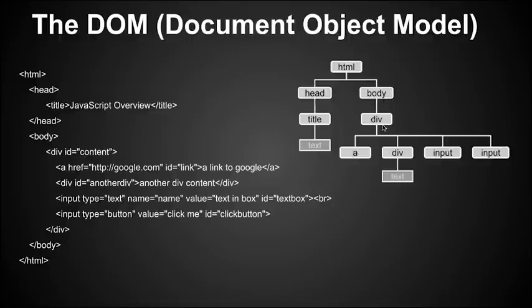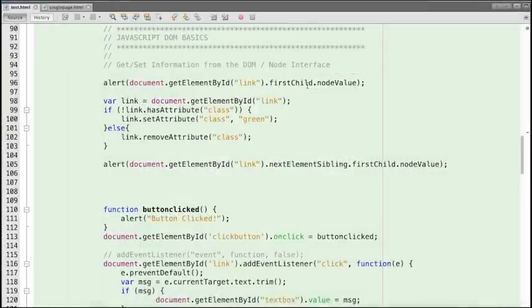Similarly, the body has a div content, and the div has these children, an a tag, a div tag, an input, and another input. And the content of the div would be referred to as the text of the div. And we'll get into other aspects. This could be more detailed, but this gives you an idea of what we're looking for. So these are nodes.